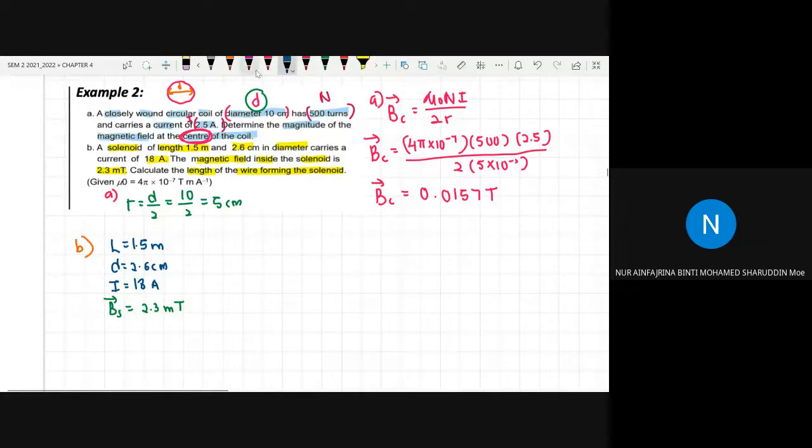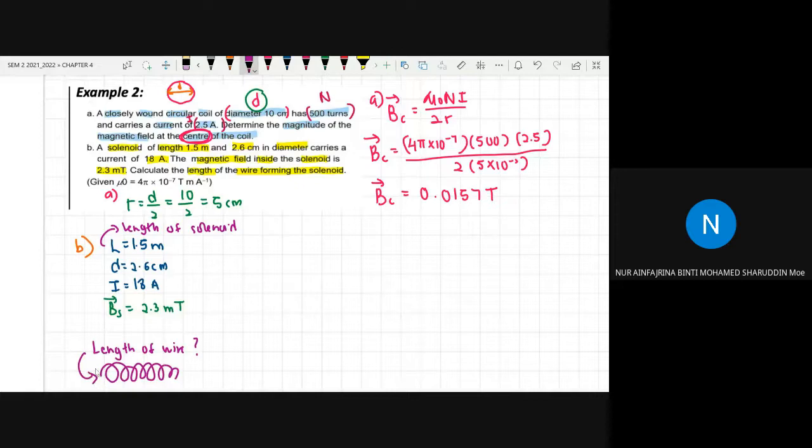Sebab yang ini adalah length of solenoid. Bukan length of wire. Kita nak cari apa? Kita nak cari length of wire. Length of wire yang dapat buat number of turns of solenoid tu. Yang ini yang kita nak cari. Okay, tetapi sebelum kita cari length of wire, kita kena cari dulu number of turns dia.